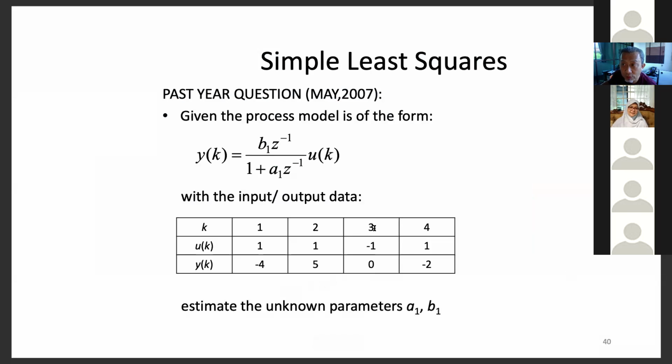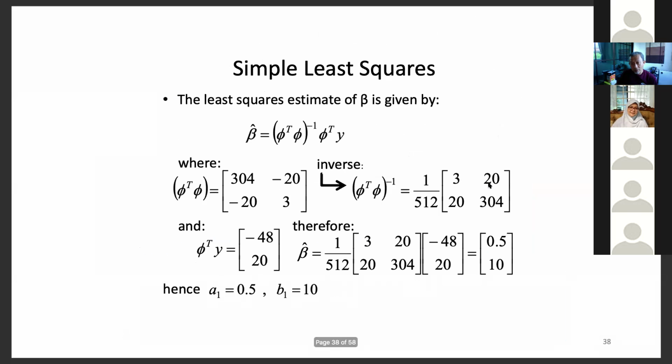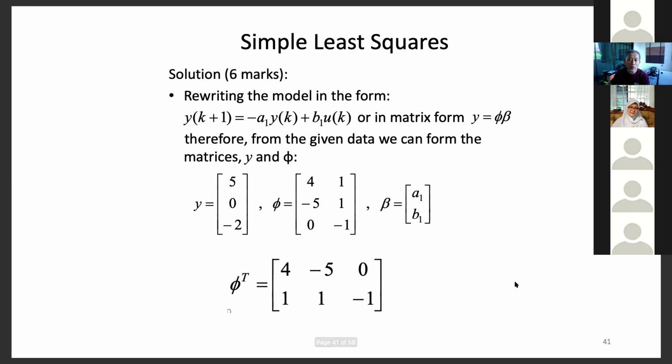Okay, we continue our lecture by looking at these simple examples from the past year questions. The difference is the value of the data is different, you can see that the value is different here, but the model structure is still the same. So you can use this as practice after the class, to train yourself to estimate the values of A1 and B1 using the formula that I just showed you before.